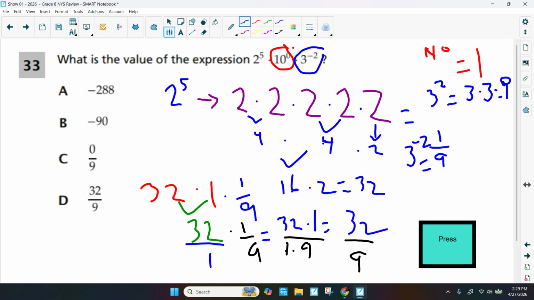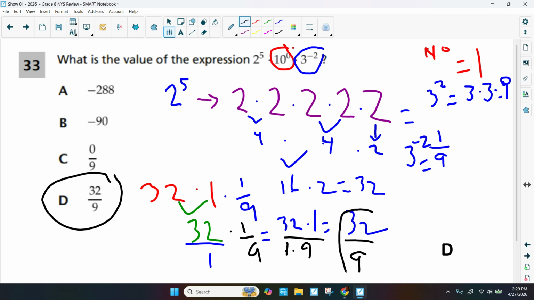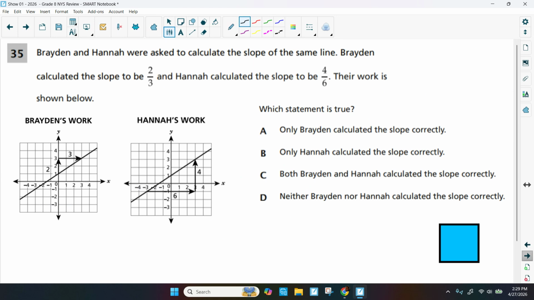32 over 9. And I'm looking at my choice. There it is, choice letter D. And let me circle down here my answer as well. So choice D. That was good. You just had to know your exponent rules. All right. It's getting late.